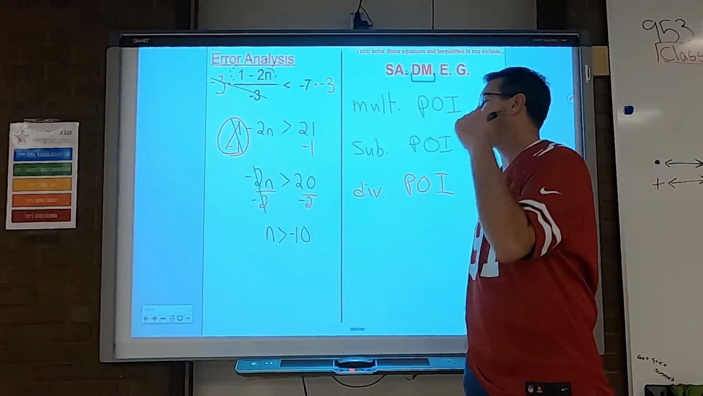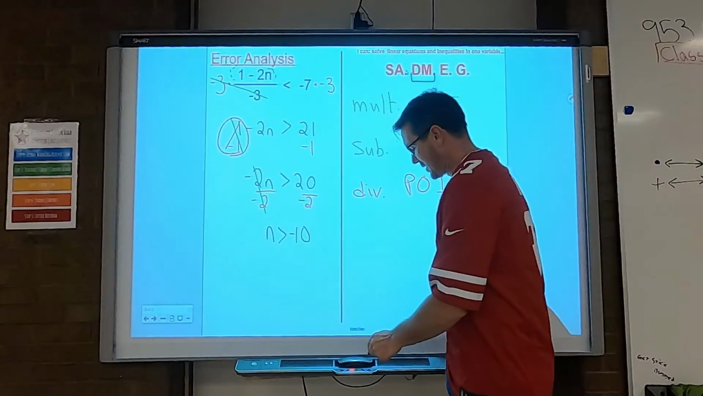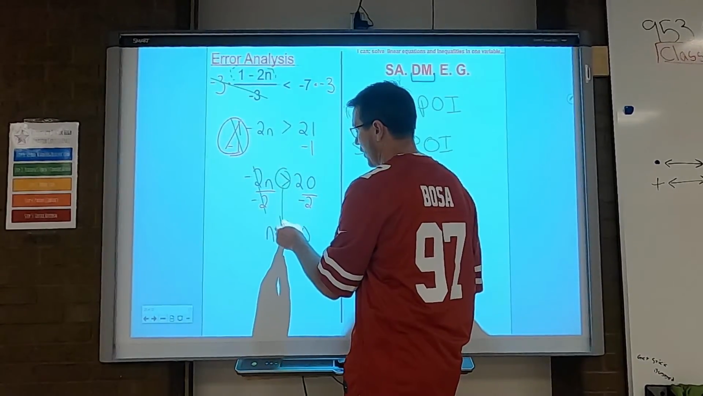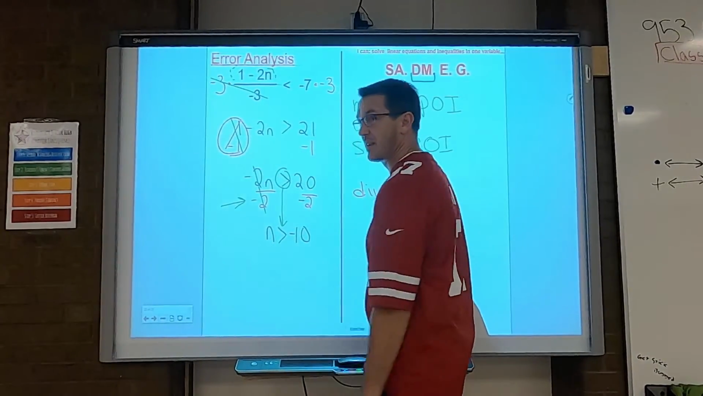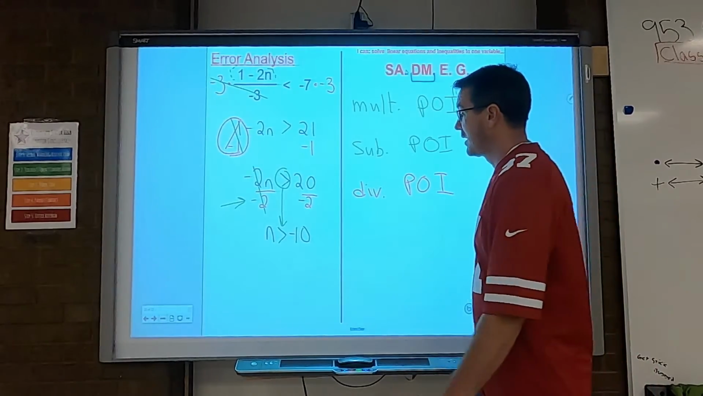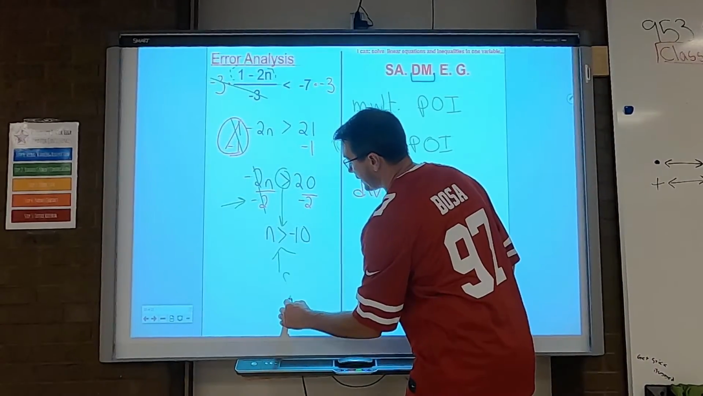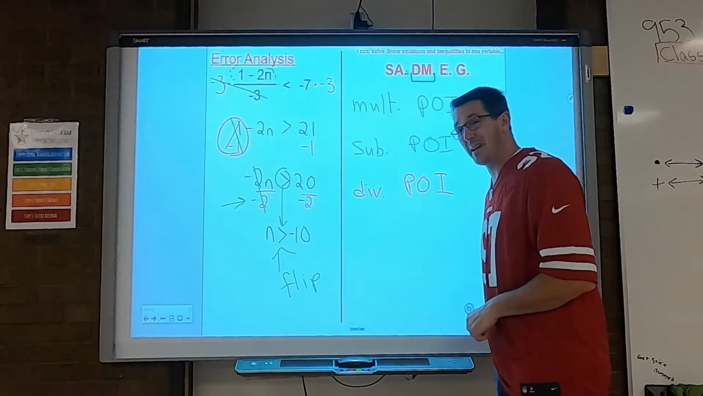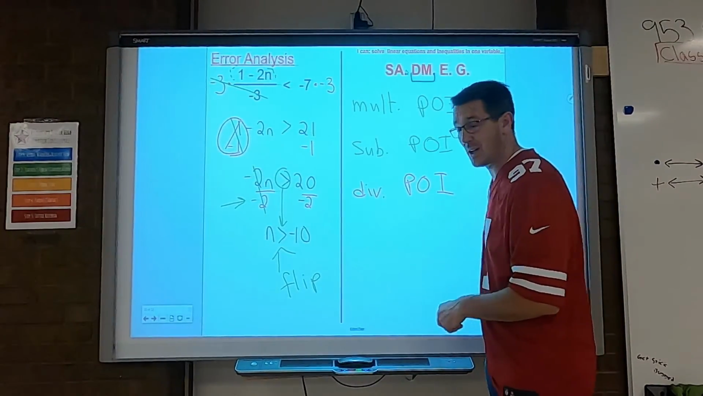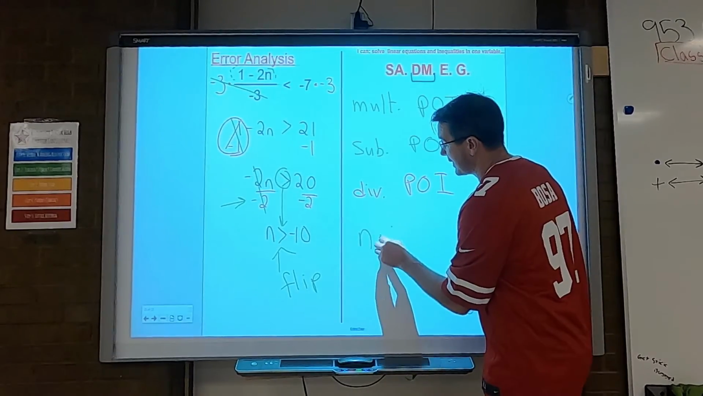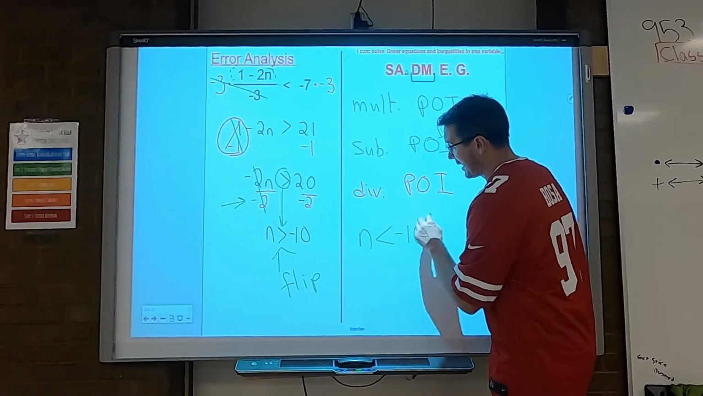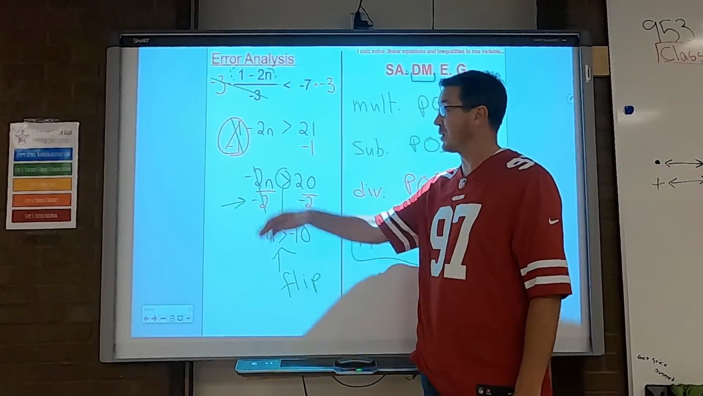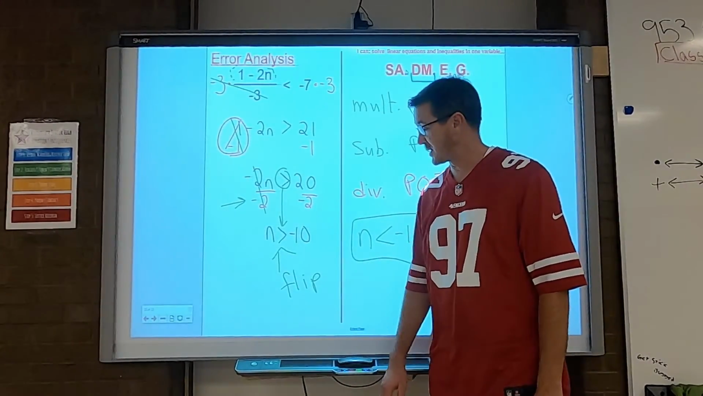And then I go, oh yeah, it's an inequality. And so what did they mistake? What were they supposed to do with the sign here when they divided by a negative number or multiplied? They were supposed to flip the sign. So the error here is that it shouldn't have been n is greater than -10. It should have been n is less than -10. Because when you multiply or divide by a negative anywhere in an inequality, you must flip the sign.